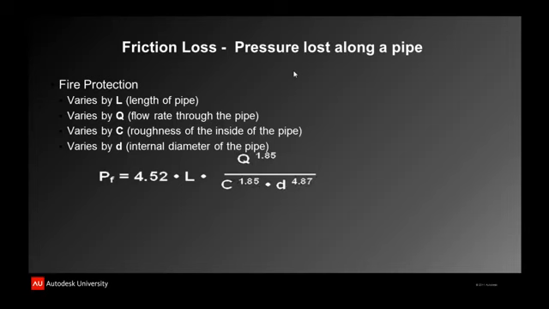The friction loss formula then just indicates that amount of friction loss varies by the length, varies by the flow, varies by the roughness, and varies by the internal diameter. Kind of the good news is, if you're doing a plumbing supply calculation, it uses the exact same formula. So Hazen and Williams did a nice job for both disciplines.